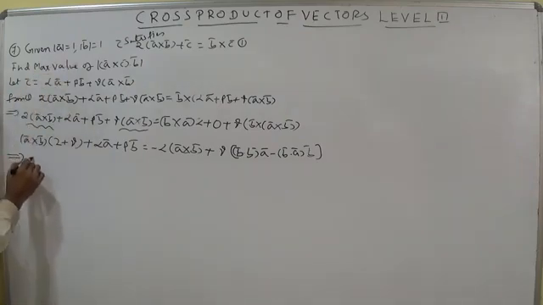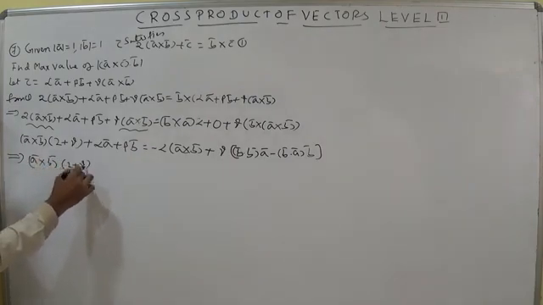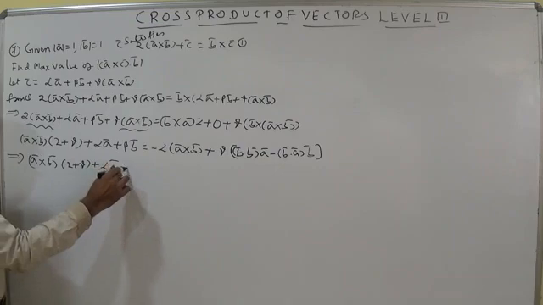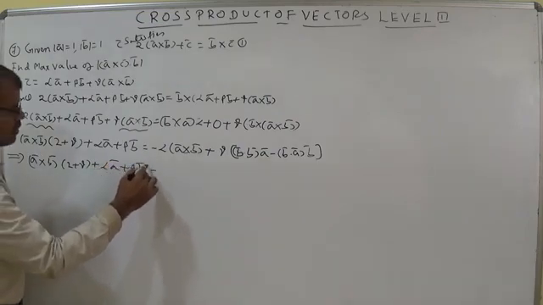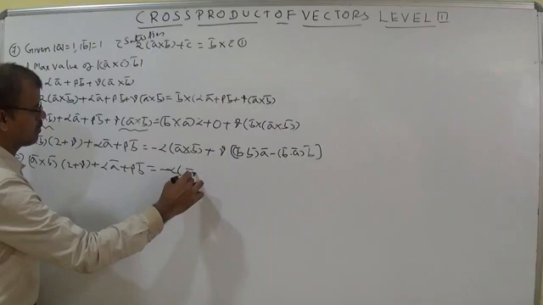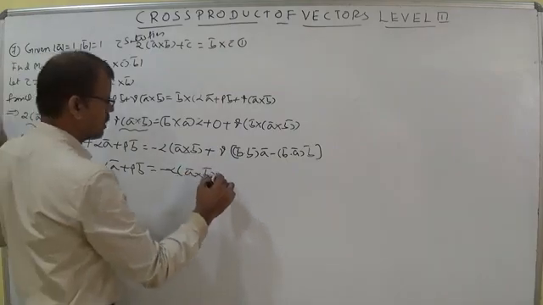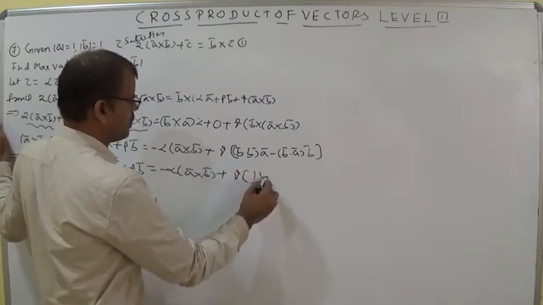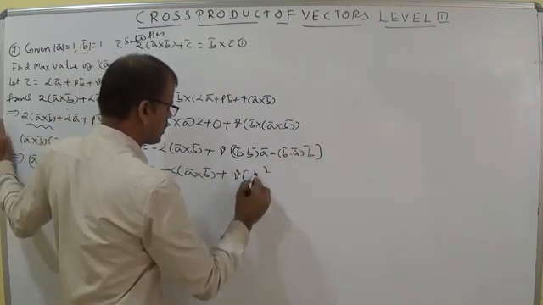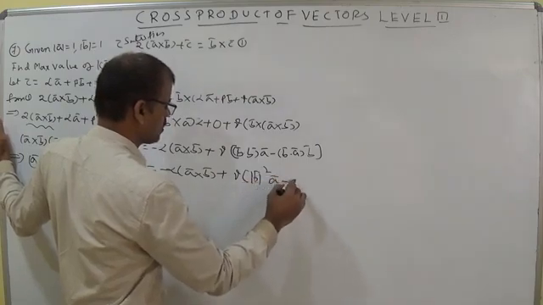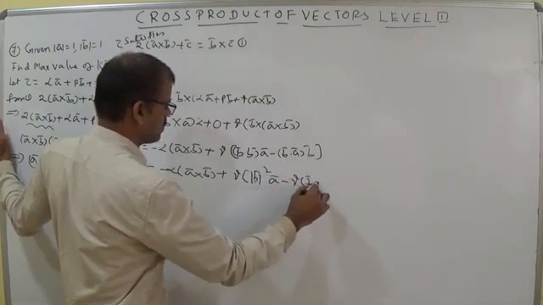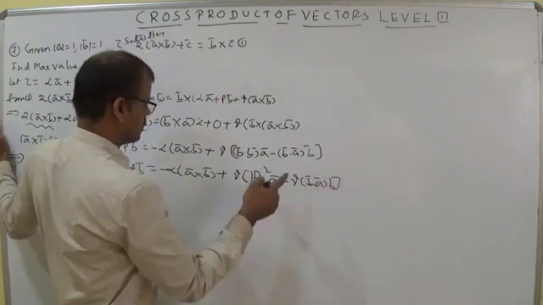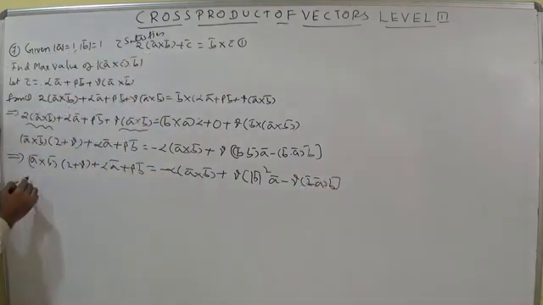Next step. A bar cross B bar into 2 plus gamma plus alpha A bar plus beta B bar is equal to minus of A bar cross B bar plus, now we can write here gamma into mod B square, B bar dot B bar becomes mod B square into A bar minus gamma into B bar dot A bar into B. It will multiply. Okay. Now we can write here comparing vectors both sides.